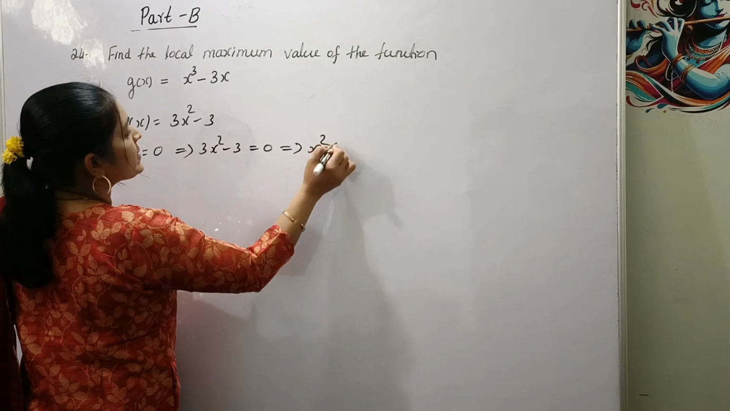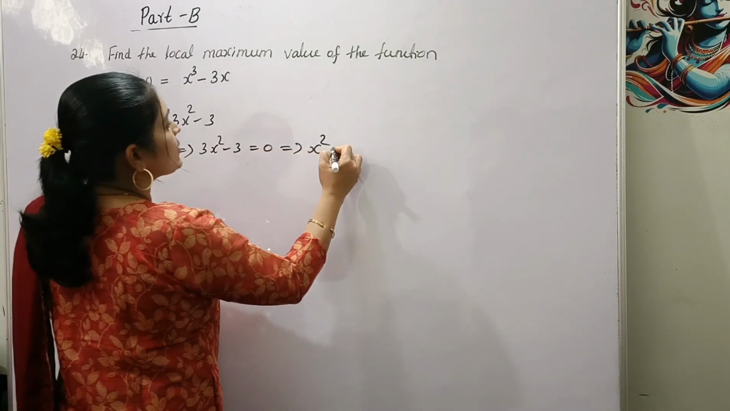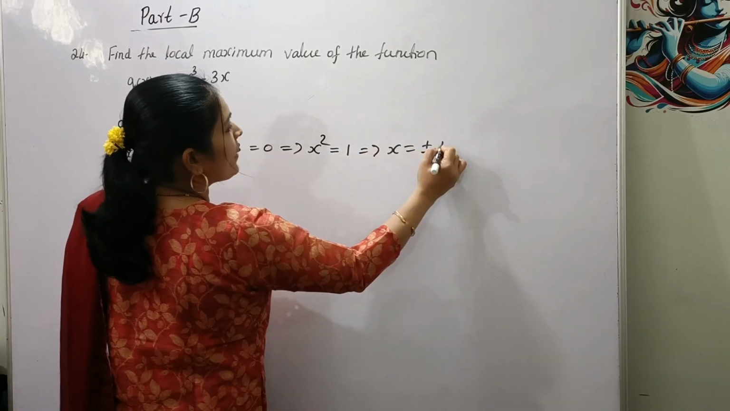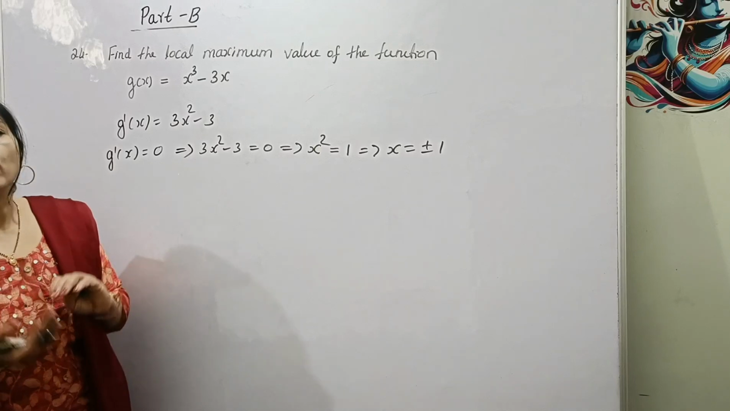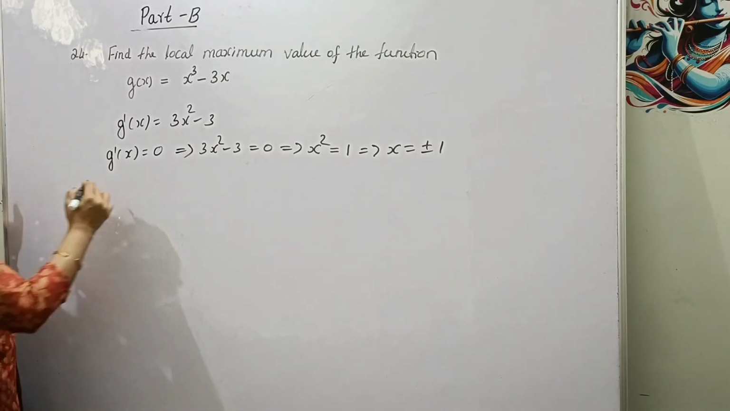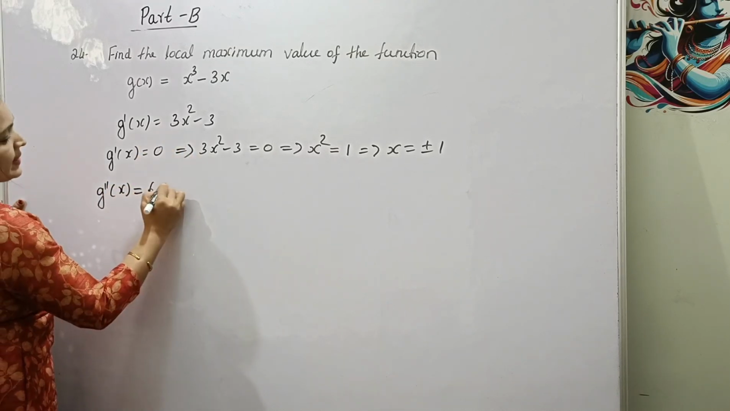That implies x square, take 3 there. Okay, so x square is equal to 1. That implies x is equal to plus or minus 1. So what are the critical points? X is equal to 1 and x is equal to minus 1. Okay, next let's find g double dash of x. G double dash of x is equal to 6x.